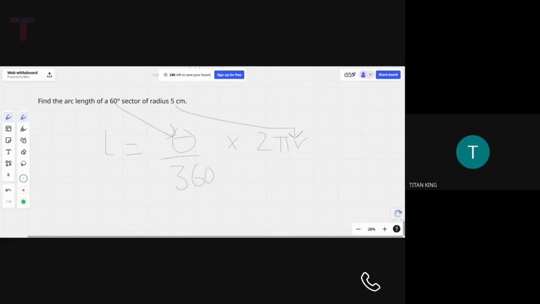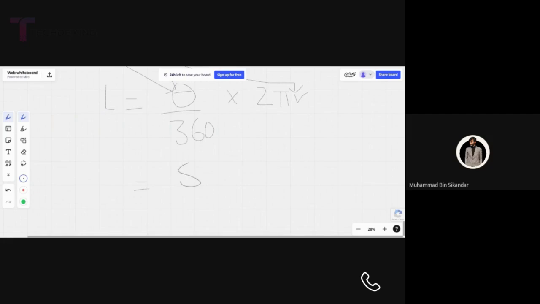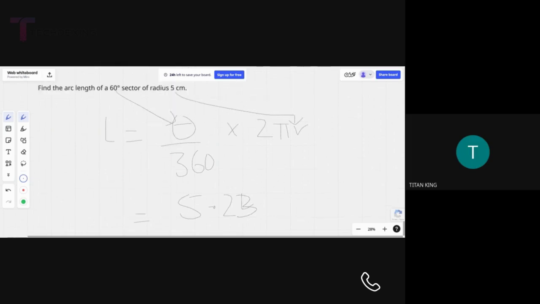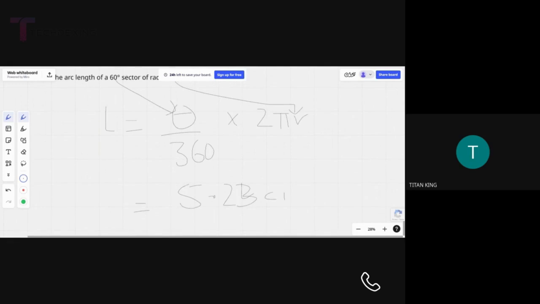So 60 divided by 360 multiplied by 2, 3.14, multiplied by 5. Sir, the answer is coming 5.23. Exactly the right answer. Very good. 5.23. And the unit will be centimeter square? It will be just centimeter because we are calculating the length. We are not calculating the area.